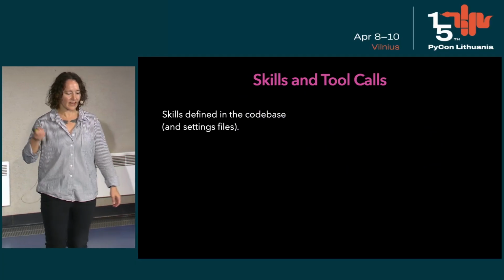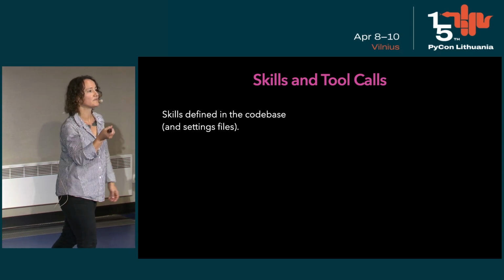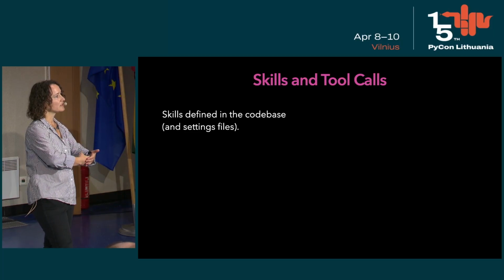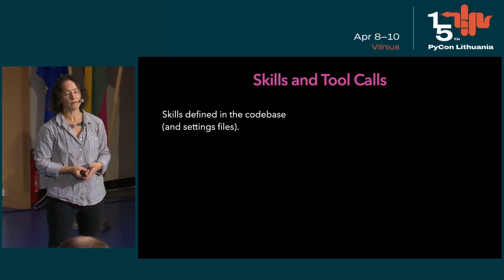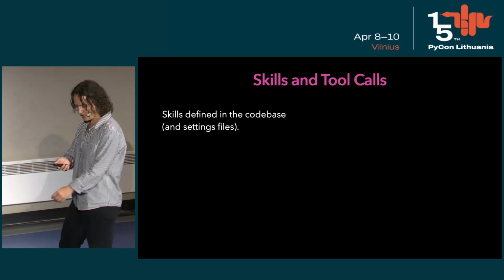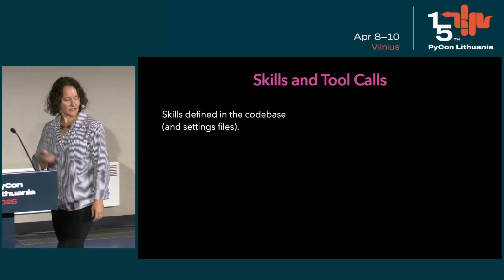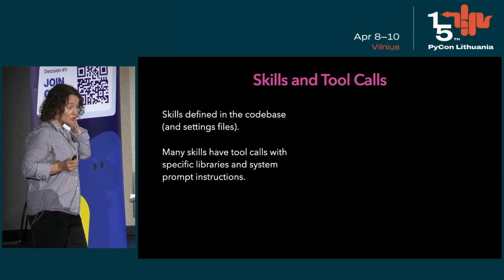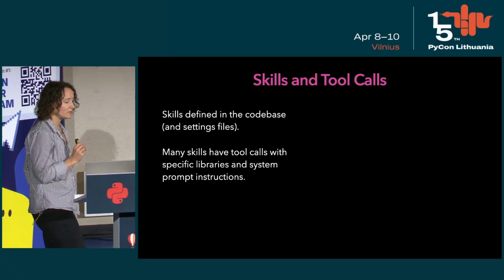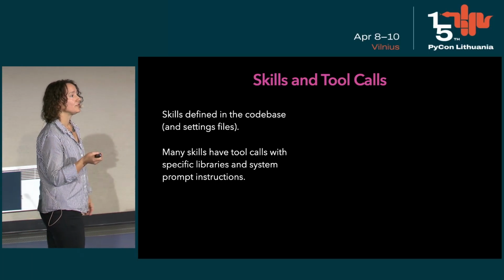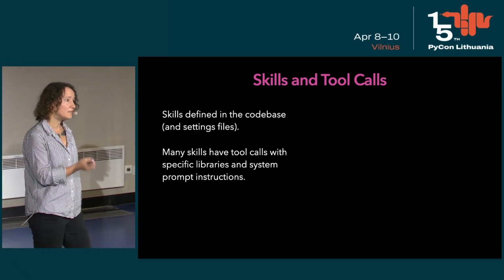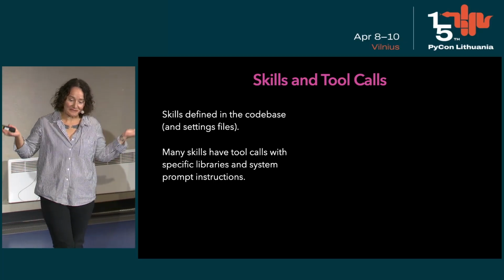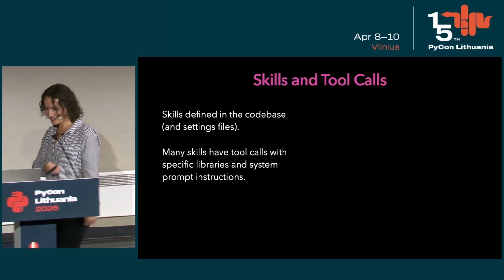Okay, so we have skills that are defined in the code base, but they're also defined in a bunch of other places. You have like a Claude repo inside the Claude folder on your desktop or home folder, depending on how you installed it. This has a bunch of settings files that defines even more skills, and of course you can install more. Many of these skills have tool calls that have specific libraries and system prompt instructions. They also have specific instructions to gather telemetry about your system, presumably so that Claude can know what's running on your system. Yes, we're going to assume good intention there, I guess.